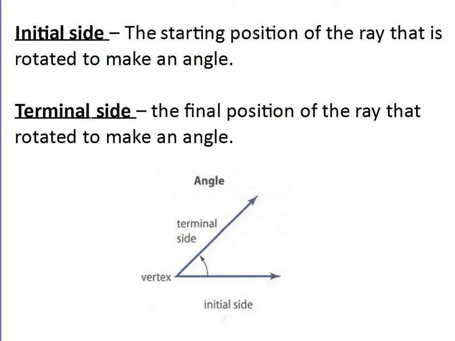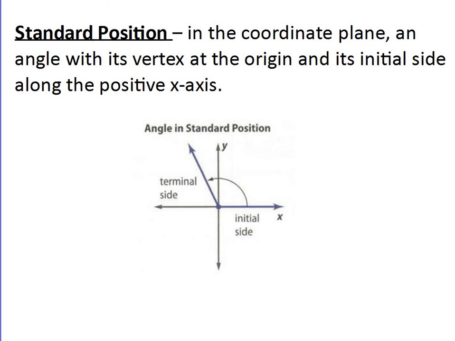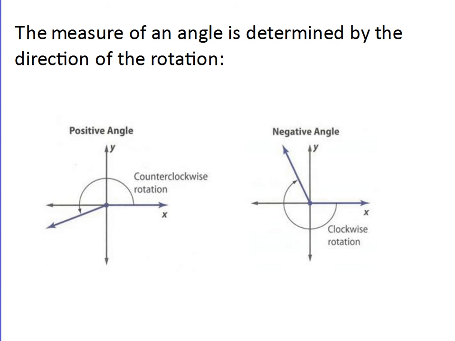So the initial side is the one that's always on the x-axis. It's the starting position before it's rotated. The terminal side is the final position of the ray after it's been rotated to make the angle. Now we know it's going to be in standard position if you start your ray at the origin and you have your initial ray on the x-axis, and then you rotate to get to your angle. When we measure angles, if it is going counterclockwise, we say it's a positive angle, and if it goes clockwise, it would be a negative angle.